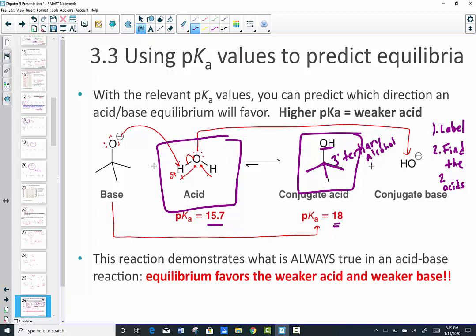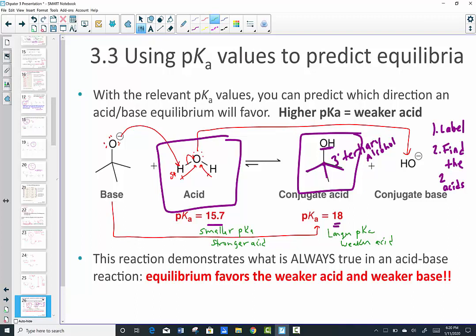Identify the two acids and compare their Ka values. So for example, another example, we have a water molecule acting as an acid. The conjugate acid that forms from the base is a straight chain alkane. The base accepted a proton to form its conjugate acid. The acid donated a proton to form its conjugate base.